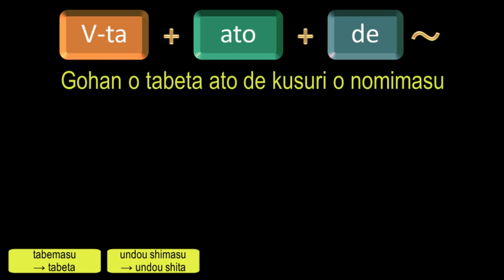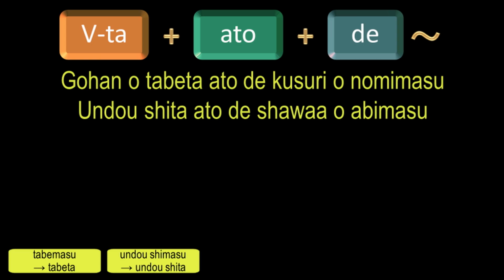The verb undo shimasu means to exercise and the ta form is undo shita. By adding atode, we will get undo shita atode, which means after exercising. And to say I will take a shower after exercising, in Japanese it will be undo shita atode shawa o abimasu. Let me go to the next example.